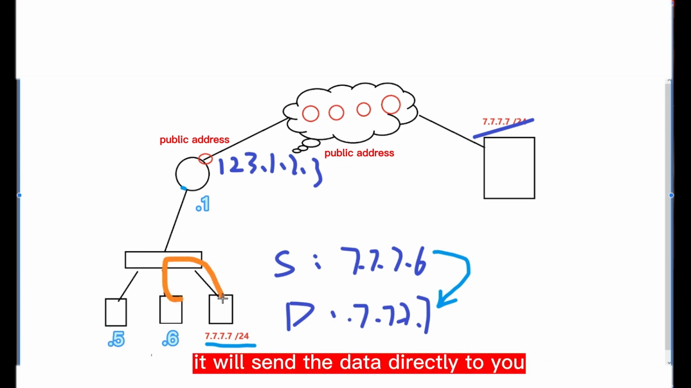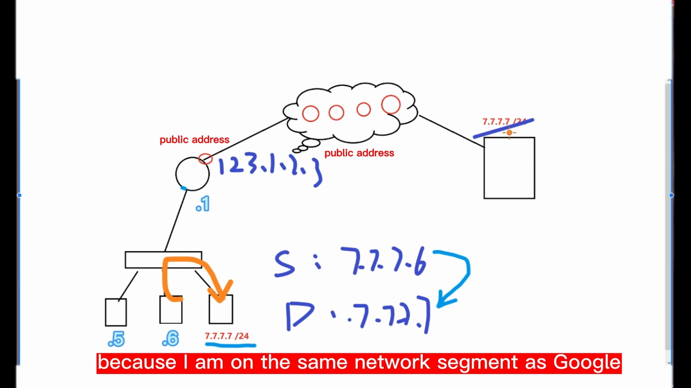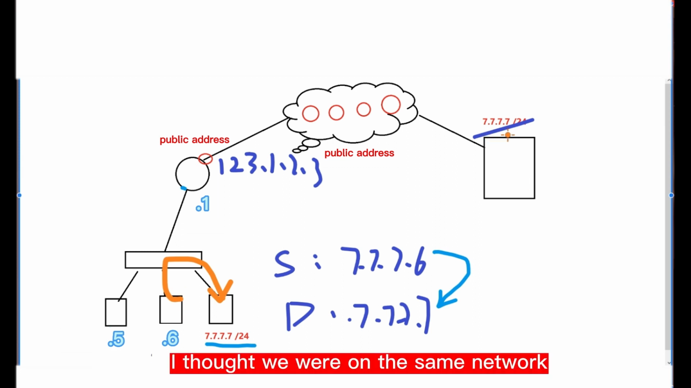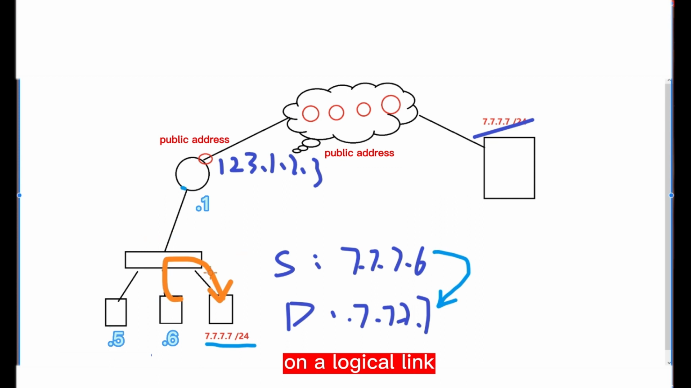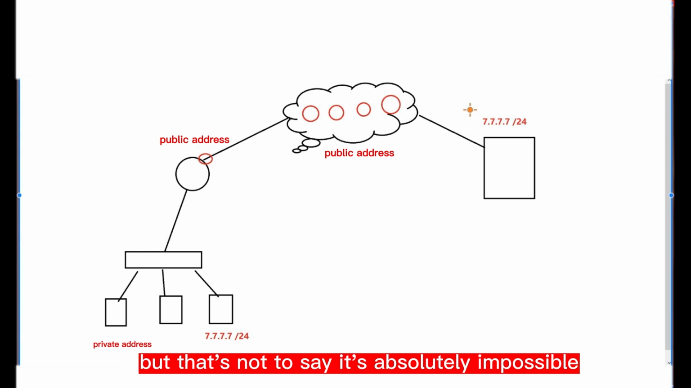It will send the data directly to you. It doesn't know I'm going to visit Google now. Because I am on the same network segment as Google, I thought we were on the same network, on a logical link, so I'll just send it to you. You got it. That means for you now, I can't go online. But that's not to say it's absolutely impossible.